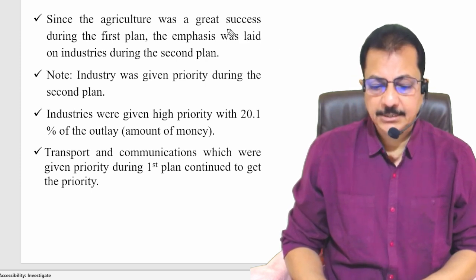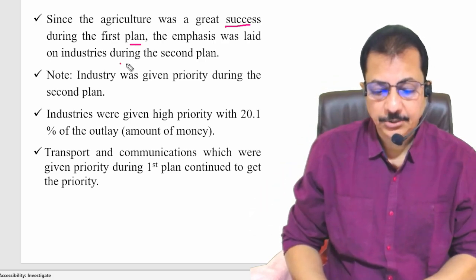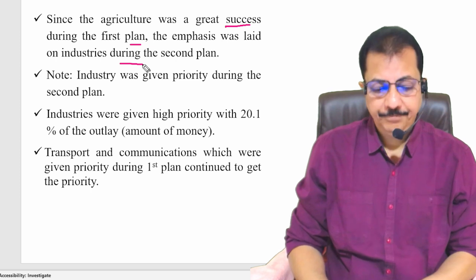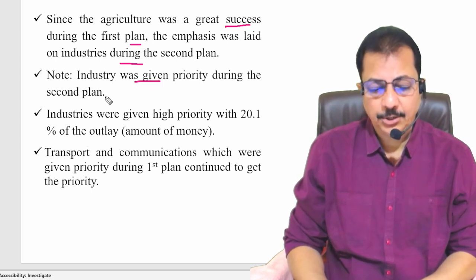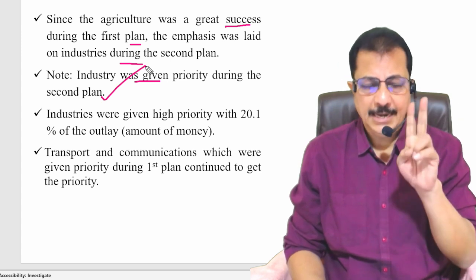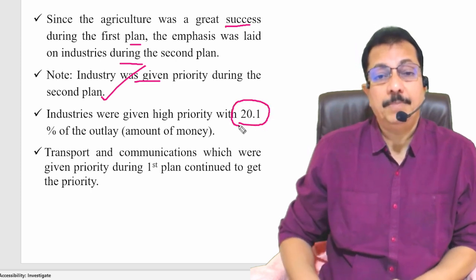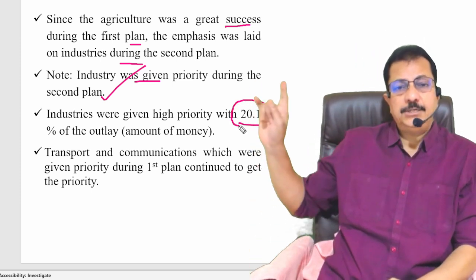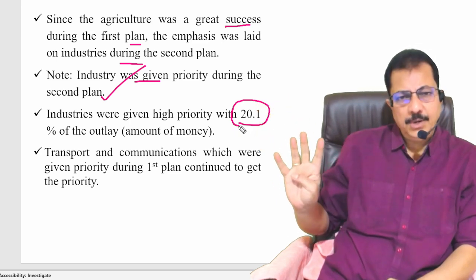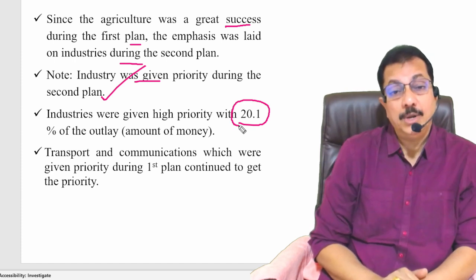Since agriculture was a great success during the first plan, the emphasis was laid on industries during the second plan. Right? Industry was given the top priority during the second plan. Agriculture, first plan. Industry, second plan. Industries were given high priority with a 20.1% outlay. In the first 5-year plan, we had given only 4% outlay. It has been drastically increased to 20.1%.